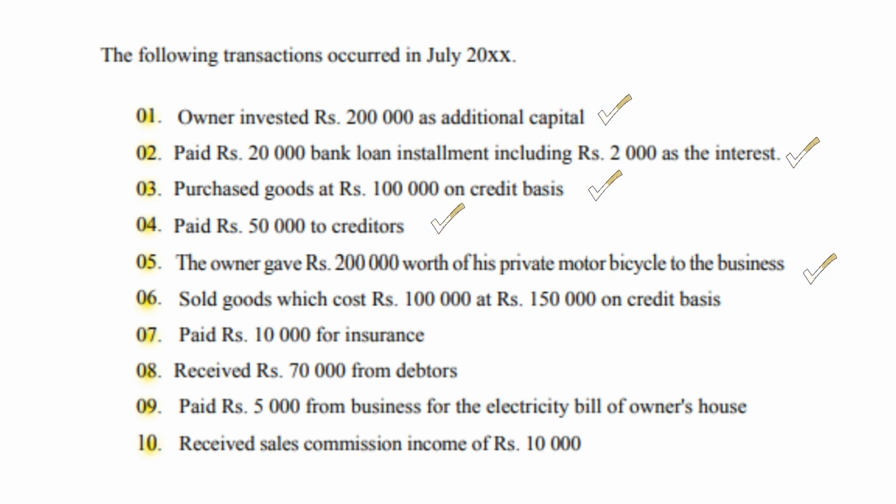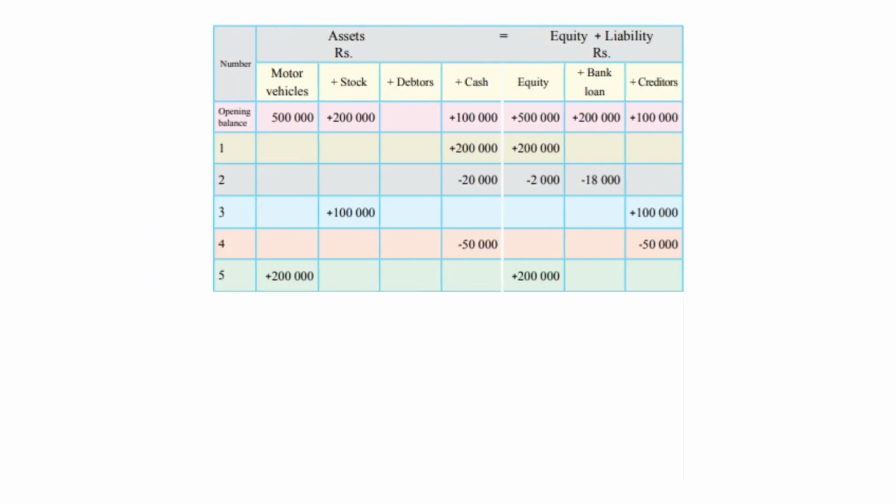This is also like additional capital where the owner is investing, but here it's not cash, it's a motorcycle, which is also an asset. Therefore we have to add 200,000 in motorcycle, and equity.